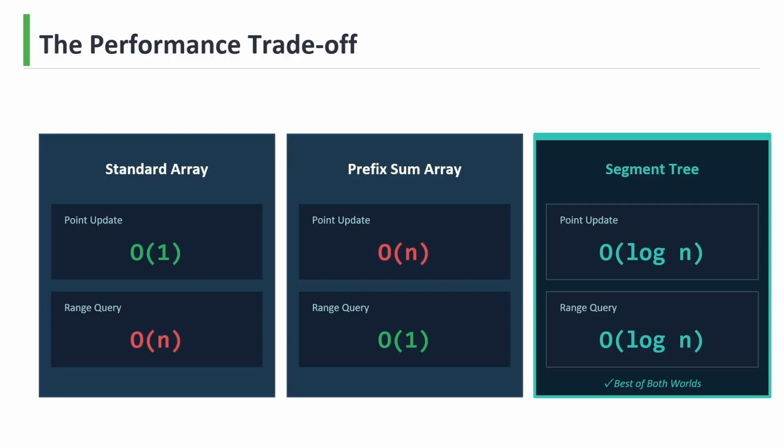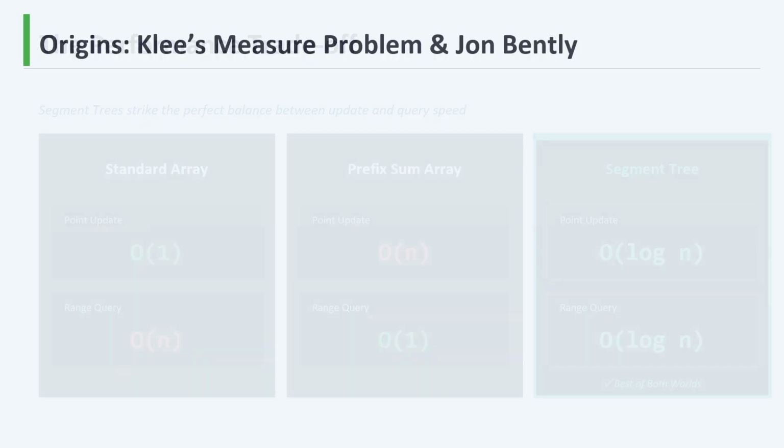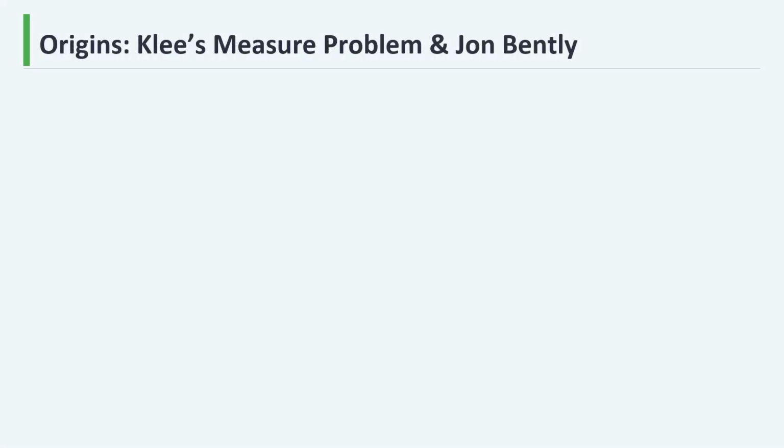The segment tree provides the best of both worlds. With a segment tree, both the point update and the range query operate at O(log n) time. It strikes the perfect balance between update and query speed. Where did this elegant solution come from? Let's look at the segment tree's history of creation.